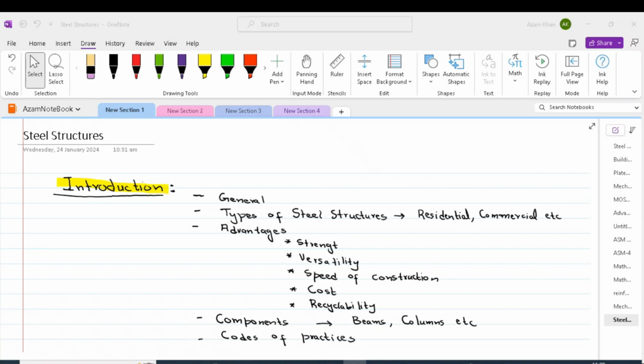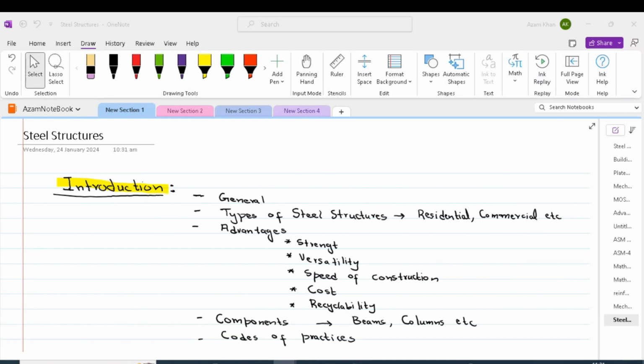Steel bridges span long distances and support heavy loads. Large sporting and entertainment venues often use steel structures to create expansive and open spaces for seating and different activities. Therefore, stadiums and arenas are built from steel structures. Different warehouses or agriculture buildings are also built from steel. So, this is just a brief overview of types of steel structures.